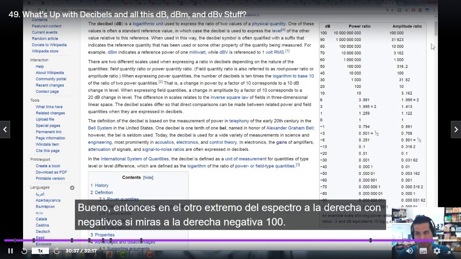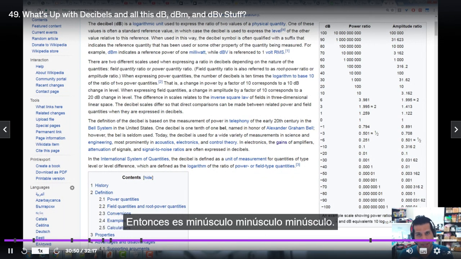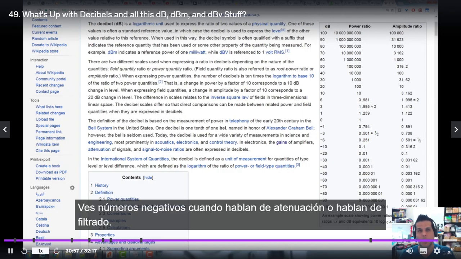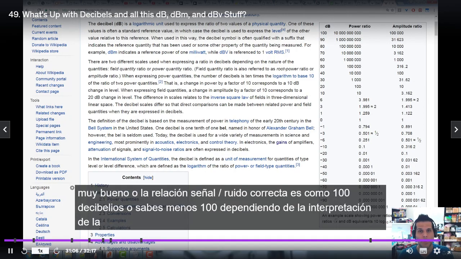Then on the other end of the spectrum, with negatives, negative 100 means 0.00001 is the gain or attenuation. So it's tiny, tiny, tiny. Typically you'll see positive numbers when people are talking about amplification, which is a good thing. You'll see negative numbers when they're talking about attenuation or filtering. So when something filters at minus 120 dB, that's really, really good. Or the signal to noise ratio is like 100 decibels or minus 100, depending on the interpretation.